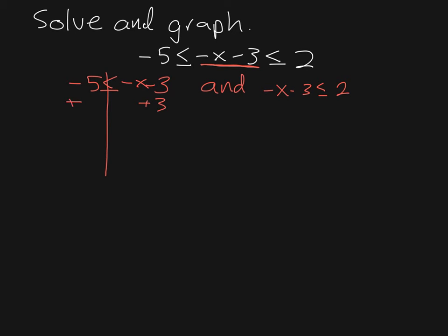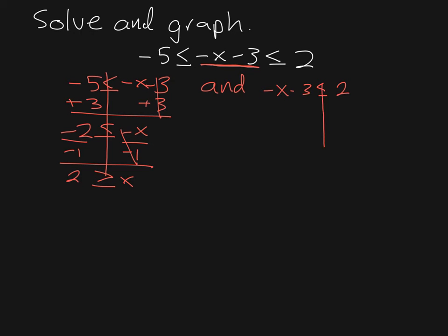We add 3 to both sides. That gives us -2 is less than or equal to -x. Then we divide by -1, which gives us x on the right side, gives us +2 on the left side, and we have to flip our inequality because we divided by a negative number.